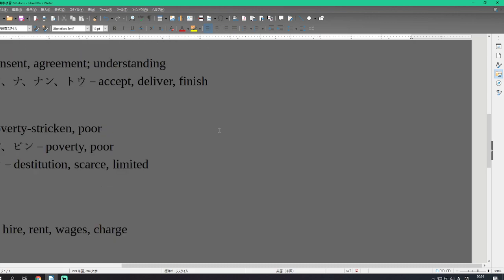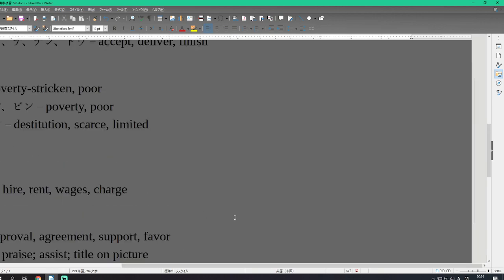Rent or wages is yachin. This is rent, with the fees for a house. Ya on the left side for a house. Chin on the right for the fees or duty money. Yachin is your rent.